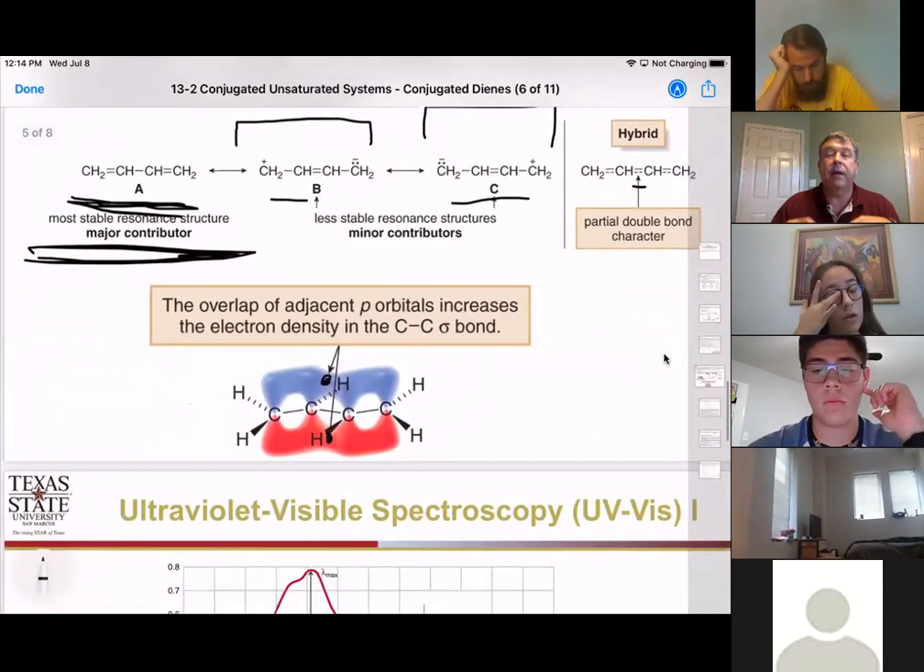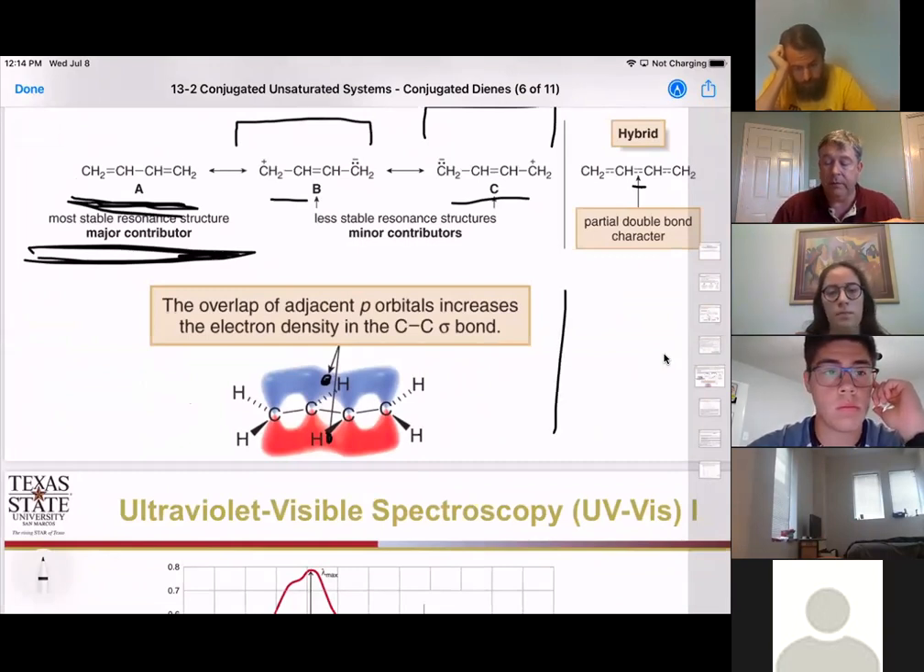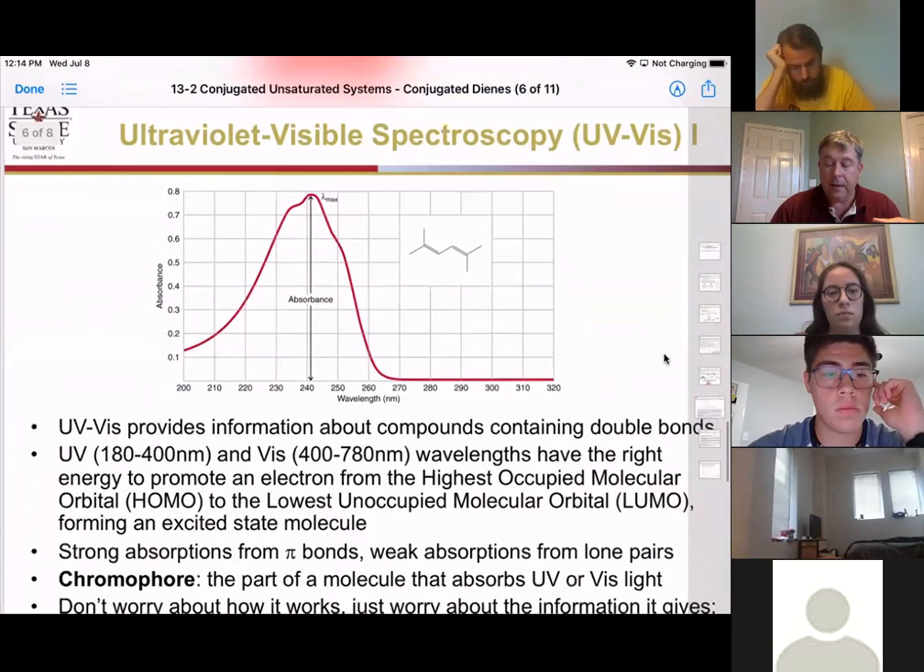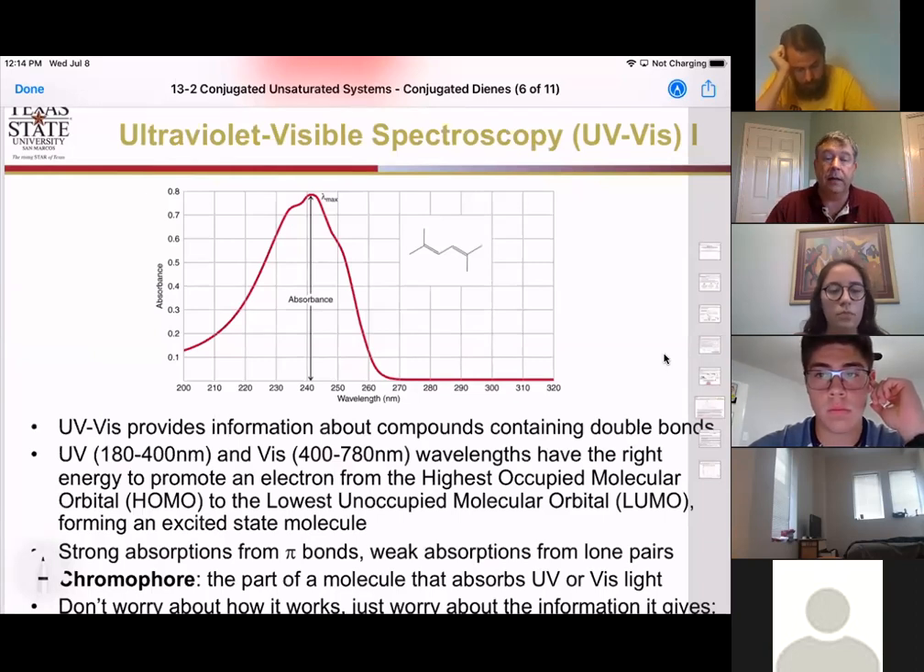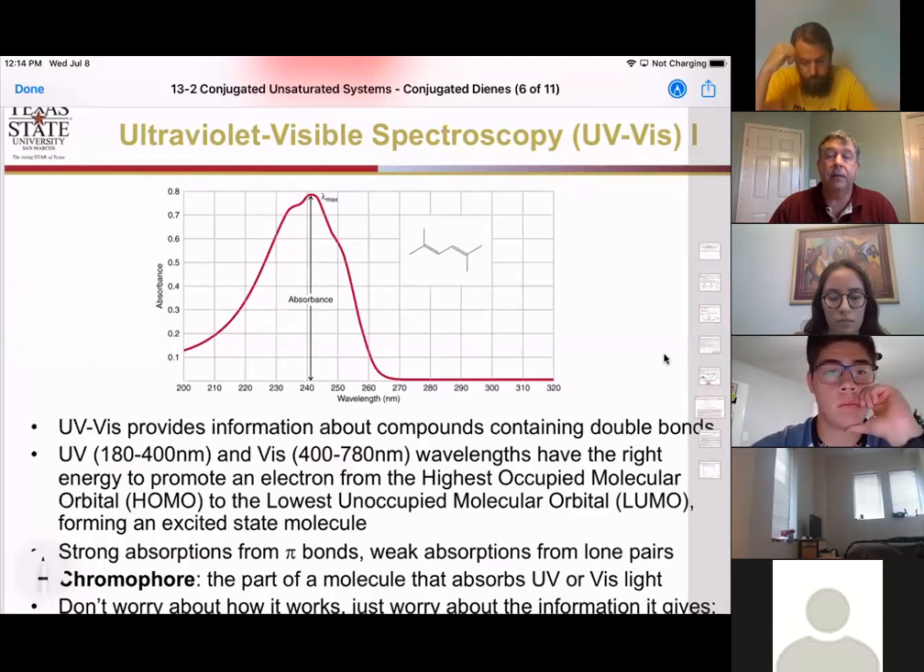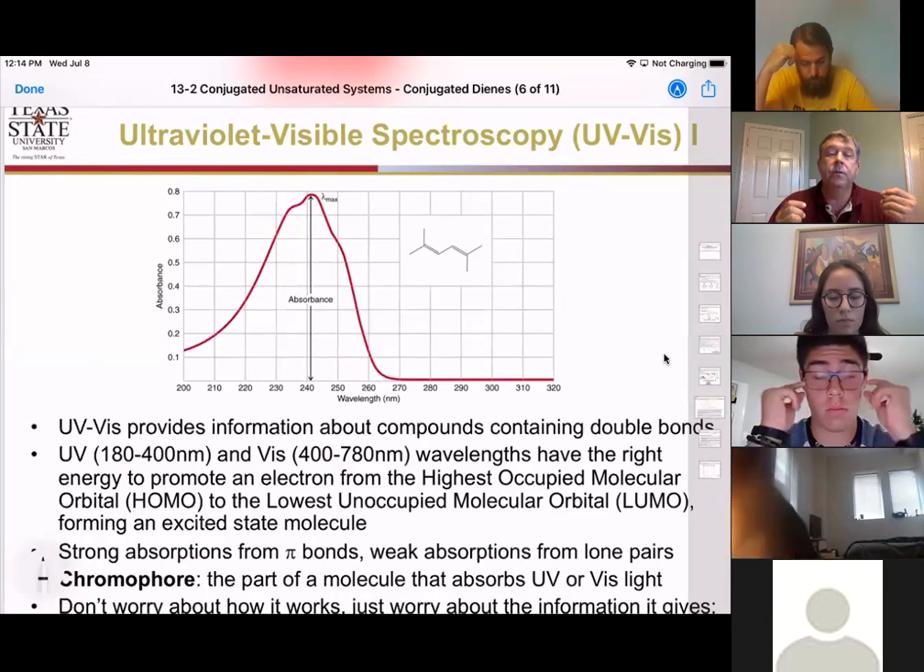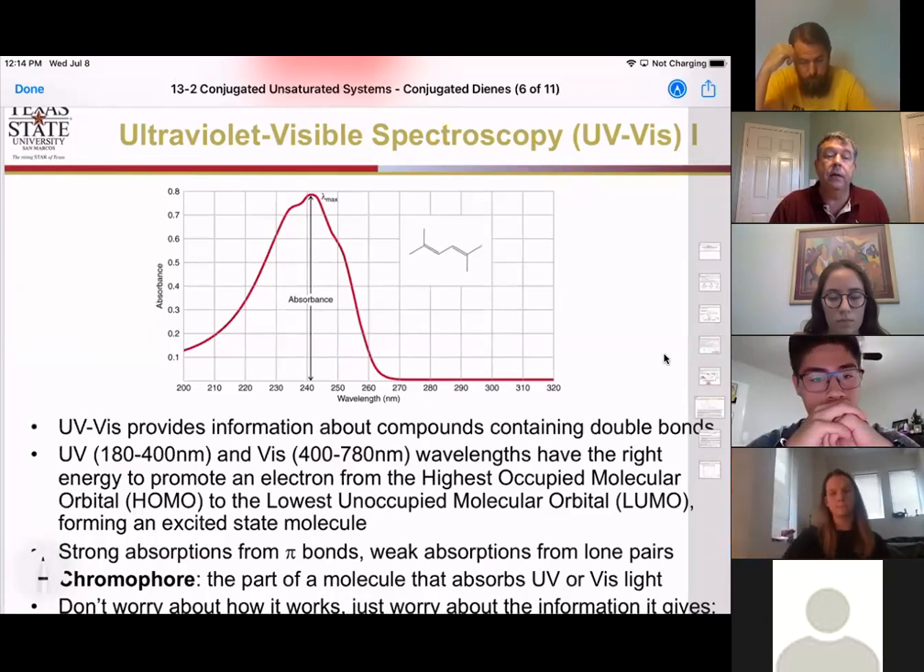So let's talk about that as a function of ultraviolet visible spectroscopy, or UV-Vis, okay? In UV-Vis, we basically are taking the light that is just above the energy of visible light and the visible light, and we're looking at ways it interacts with matter, okay? So particularly UV-Vis spectroscopy tells us about double bonds and how many double bonds we have associated in our compound. So our UV band is between 180 nanometers and 400 nanometers, okay?